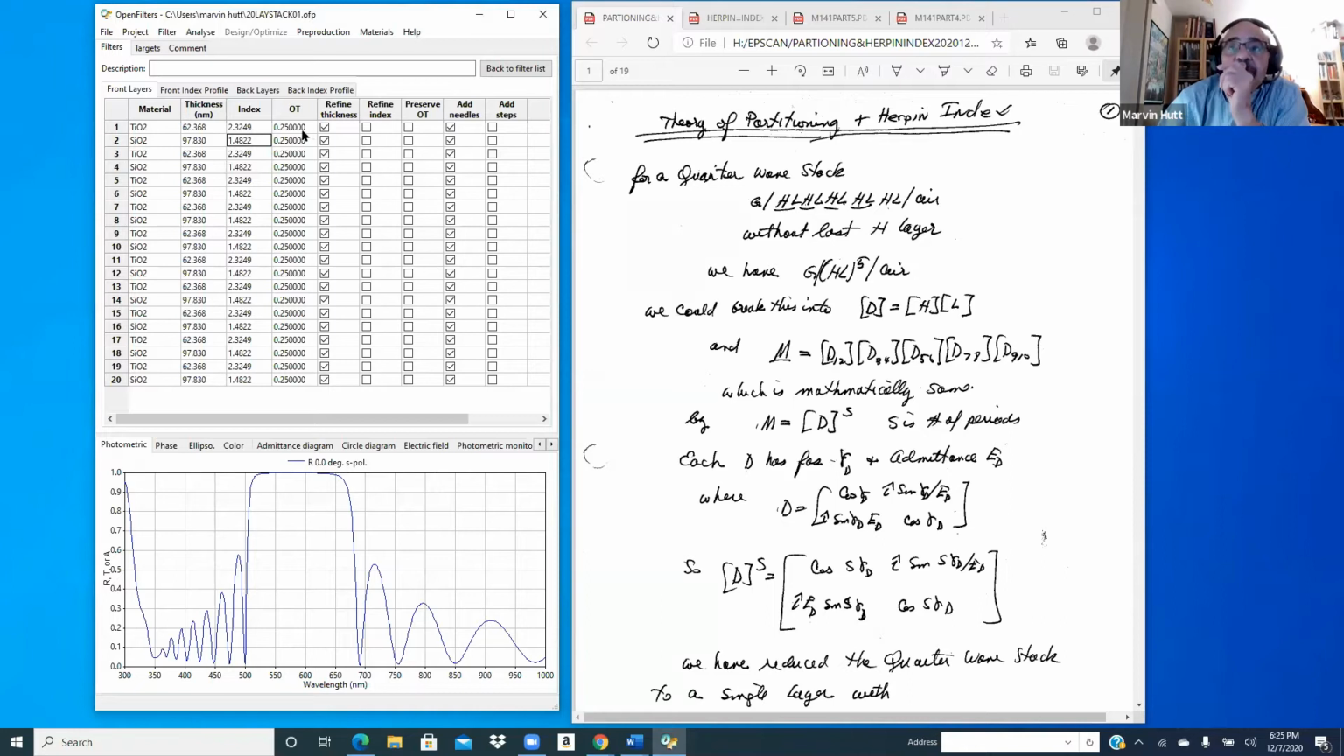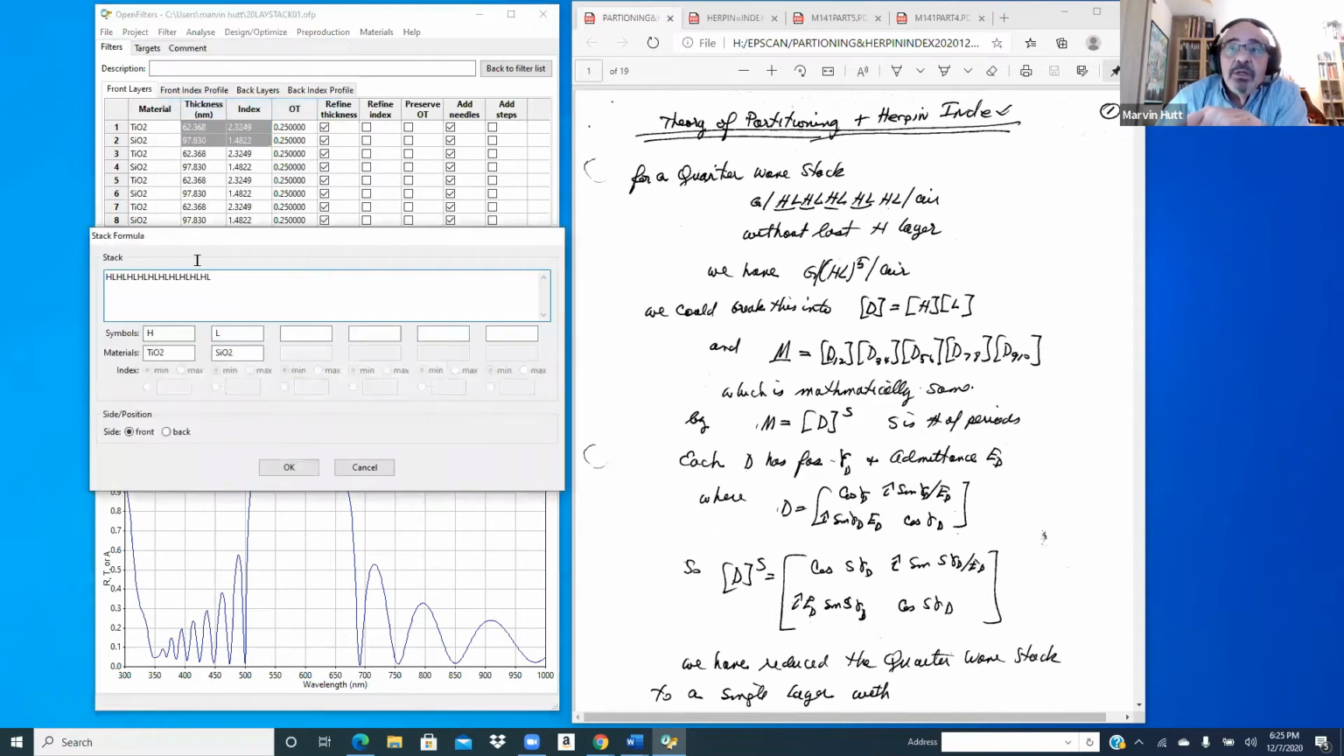Each of them is a quarter wave. High, low, high, low, high, low, high, low, high, low. Okay. Now it ends up with a high, low. And if I look at this filter, under filter, the stack formula, you see I wrote it as high, low, high, low, all of that. You all saw that. Now, I tried to write it a different way, in other words, put it down as high, low to the power. We'll show you that in a minute, okay?